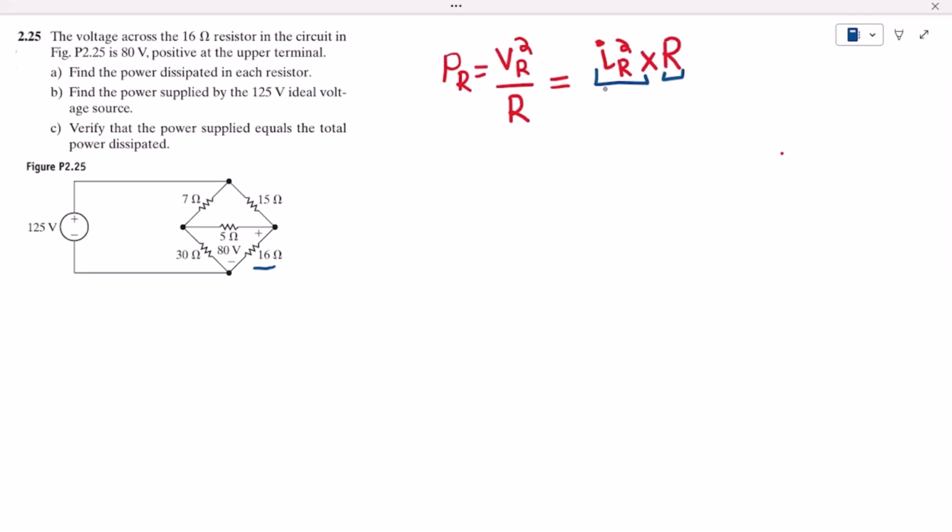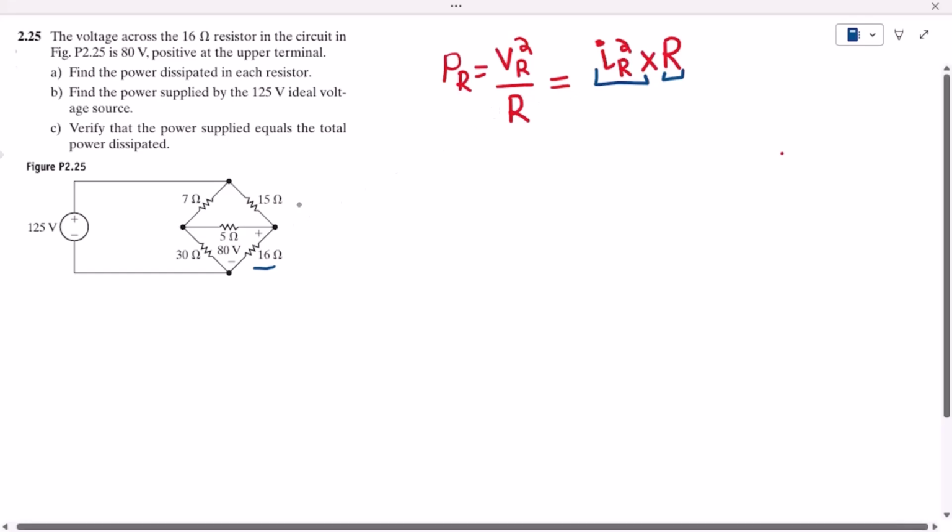You can use any one of these formulas and find it out, but here we are going to use this one, and therefore I will find out the value of the current through each of the resistors here. Okay, so first of all, let me redraw the circuit.